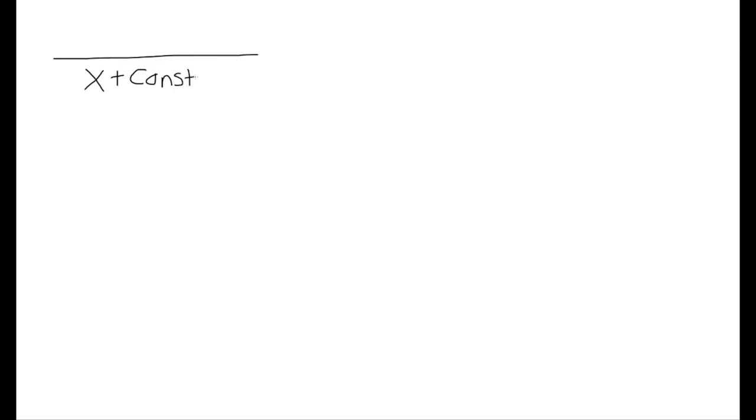So this can only be applied if it's x plus some constant, and this constant can be negative or positive. You can be adding a negative number to x, or you can be adding a positive number to x. For example, it could be x plus 2, that works. Or it could be x minus 3, that works, because that's the same thing as x plus negative 3. So you're adding a constant anyways.